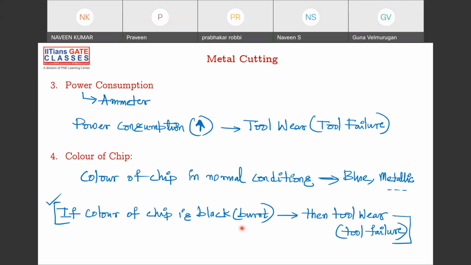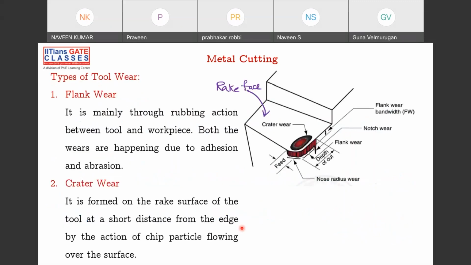Okay, so all these things are very important parameters for the satisfactoriness of machining. Fine. Now let's discuss what kinds of wear can happen. There are two different wears. What are the two different wears? In the diagram you can see, one is your crater wear, another is what?